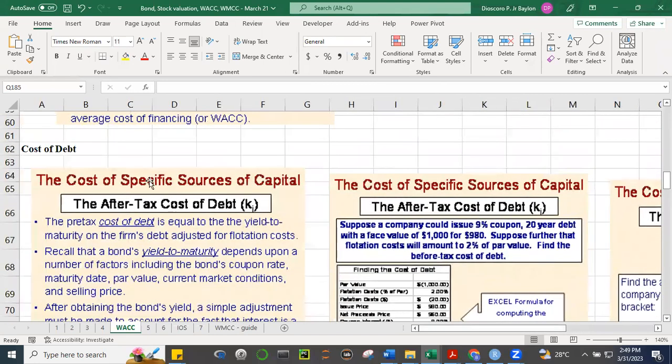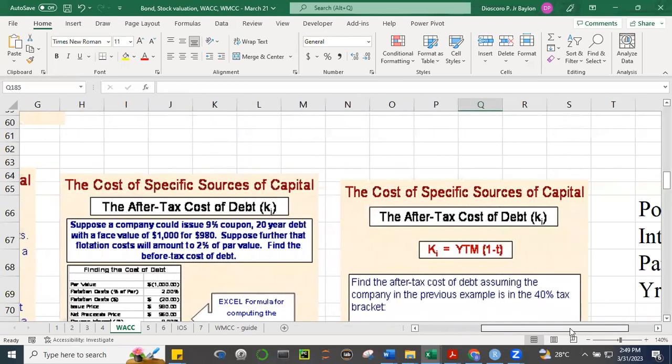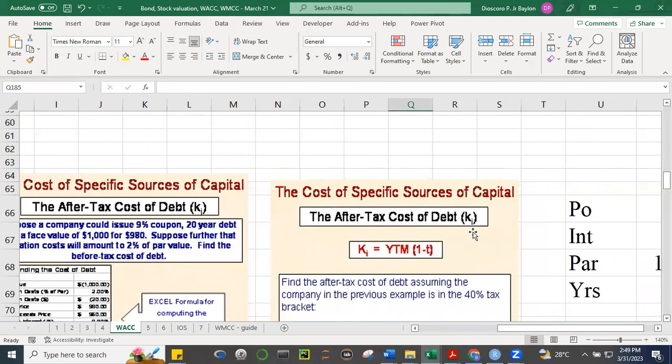Okay, so to know the WACC means to know the individual components of WACC. So first we have the cost of debt, and the cost of debt is always netted after tax. So you take a look at this formula. The cost of debt K is equal to the yield to maturity times 1 minus tax rate.